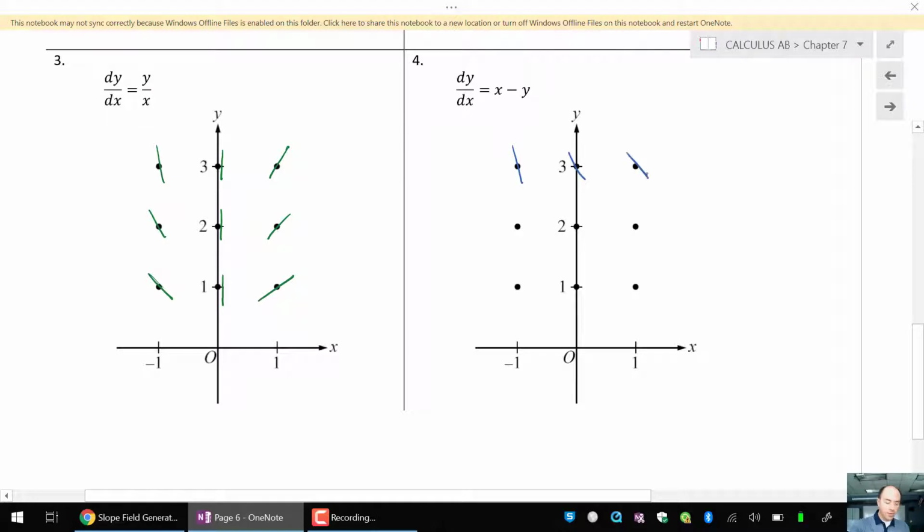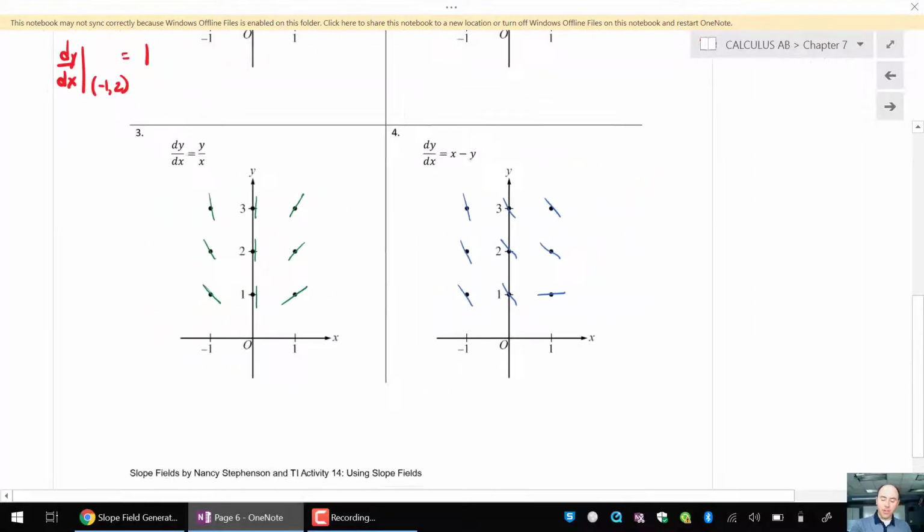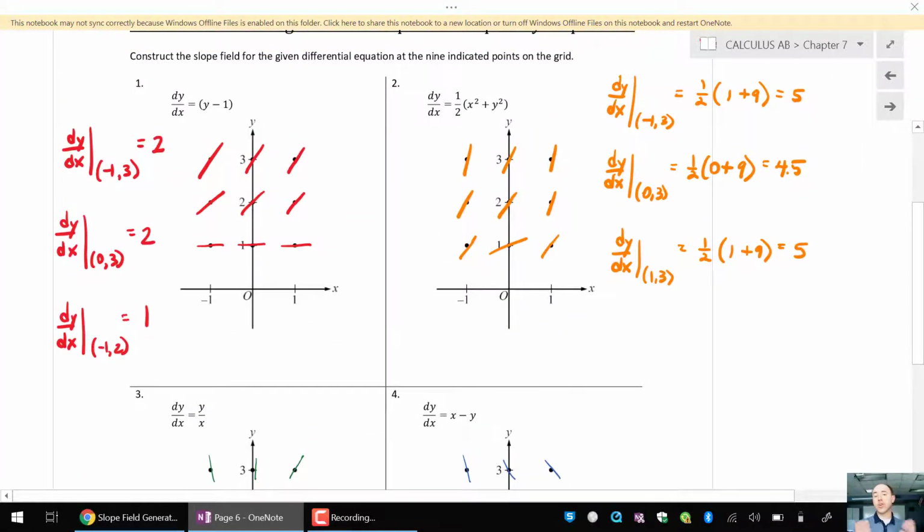And as I'm filling this in for you, notice that you might have an undefined slope, in which case we'd have a vertical line or a vertical tick mark. And so there's a horizontal at 1, 1. And there you have it. So those are 4 examples of how we can construct our own slope fields on a series of, in this case, 9 little grid points.